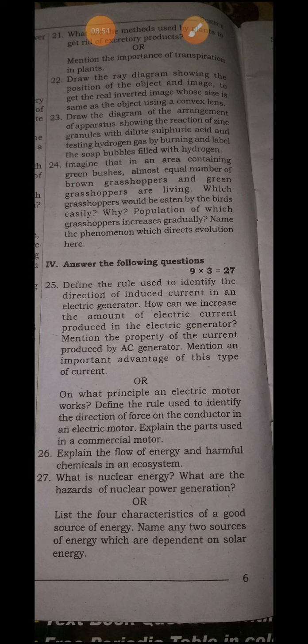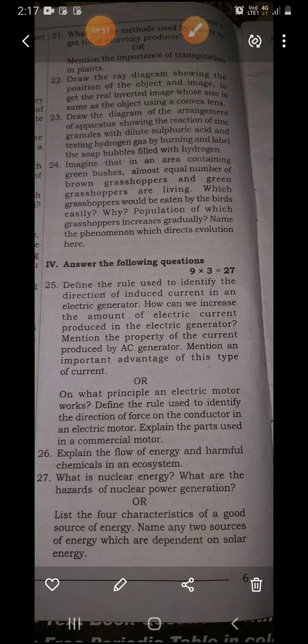So you know that through transpiration, excess of water goes out of the plants. The question is, mention the importance of transpiration in plants. So you know that transpiration helps to remove the excess of water and the salts from the plants. So write down the points. First point: transpiration helps to remove the excess of water and salts from the plants.